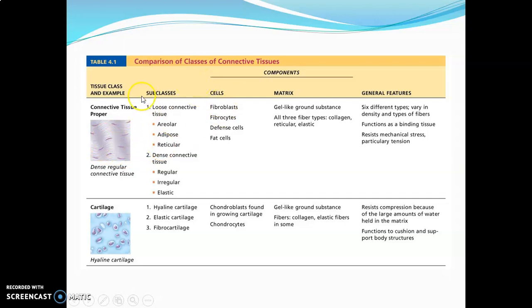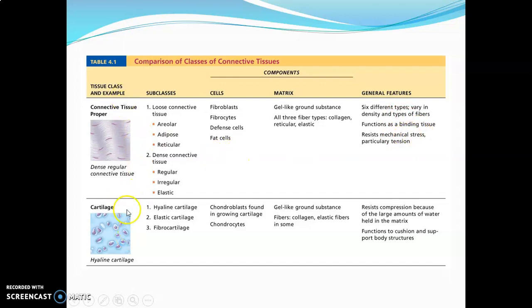Which cells are in connective tissue proper? Fibroblasts, fibrocytes, defense cells, and fat cells. And the matrix has ground substance and the three types of fiber: collagen, reticular, and elastic fiber. What are the general features of connective tissue proper? Basically, there are different types, so we'll learn them, but of importance is that they resist mechanical stress, particularly the tension stress, and they act as binding tissue.